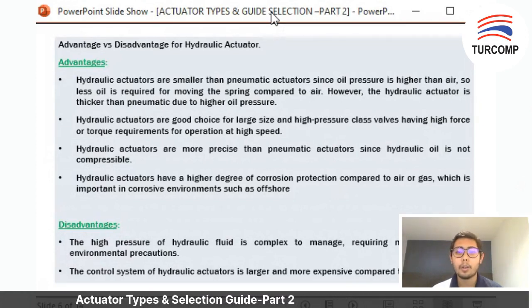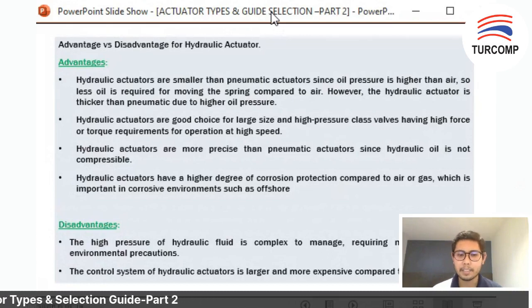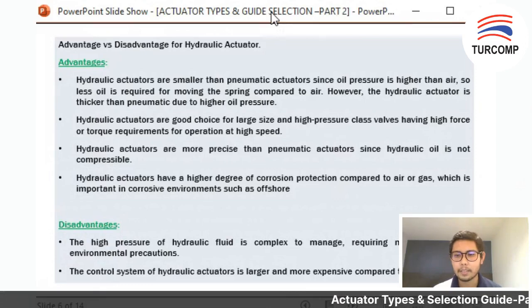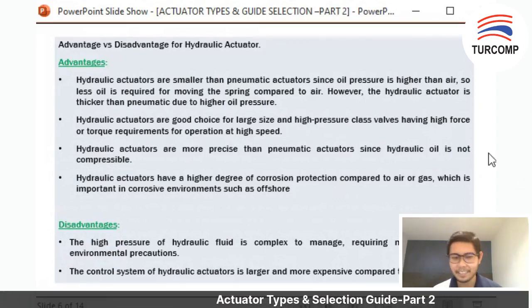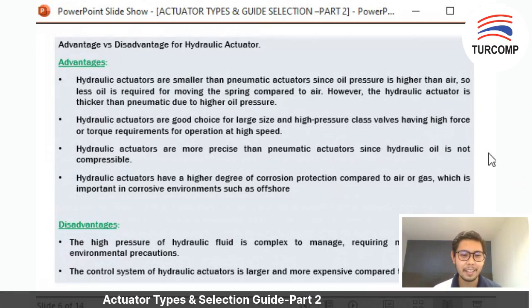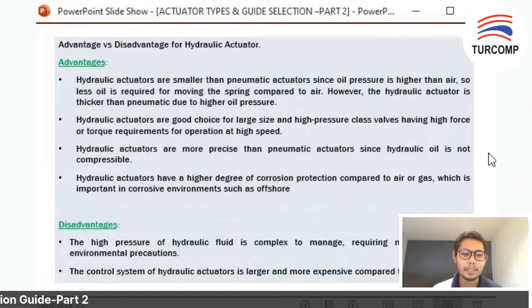Okay, so, sampai setakat ni, does anyone have any question for hydraulic actuator? I hope you guys understand. Today we're going to have a lot of theory and examples just to allow you guys to have more understanding on actuators.